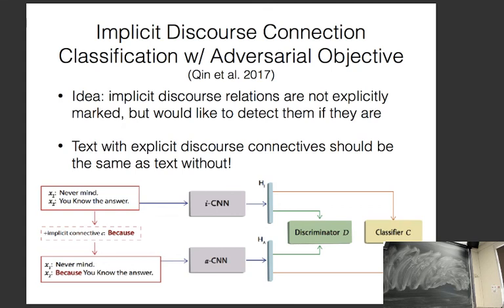And you try to generate representations based on both of these sentences, and you want the representation for the one with the explicit discourse connective to be very similar to the one without the explicit discourse connective. I never thought about using an adversarial objective in this way, so I thought this was a pretty clever way of using things. If you have a similar problem where sometimes your information is explicit and sometimes it is not explicit, then something like this might be useful.